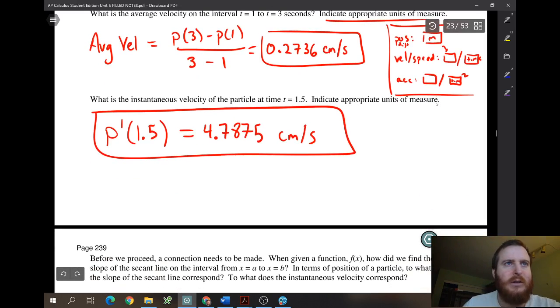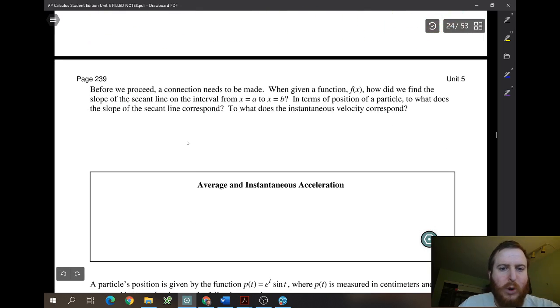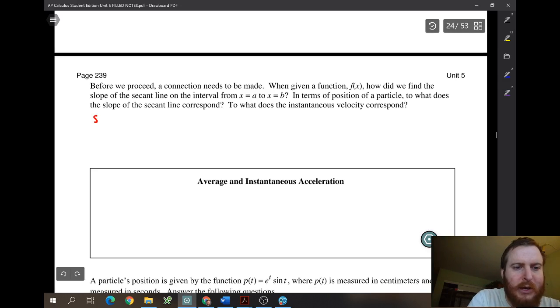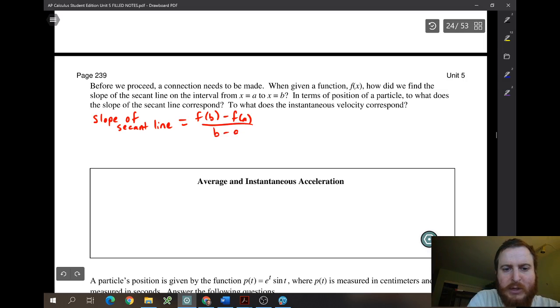So hopefully that's not too bad for us, right? Kind of practicing using our calculator. So now, before we move on, we do want to make this connection. We were thinking that the slope of the secant line, right? We talked about that as average rate of change. We said that was f of b minus f of a over b minus a, and that's going to match up with our position at b minus our position at a over b minus a for these particle motion problems. So that's our average velocity from a to b.